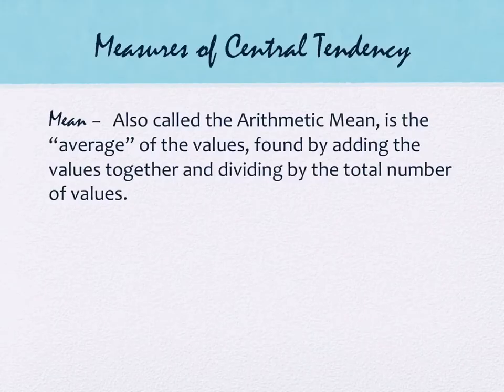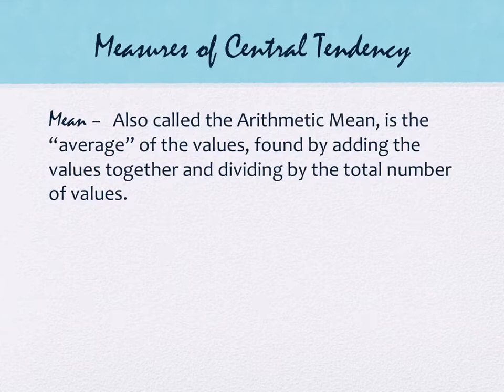And the first one is the one that is most familiar to you. It is called the mean. The mean, also sometimes called the arithmetic mean, is the quote-unquote average of the values. It's typically what you mean when you use the word average, where you take all of the things, add them together, and divide by a total number of something. So this is how we calculate your average in the class, right?